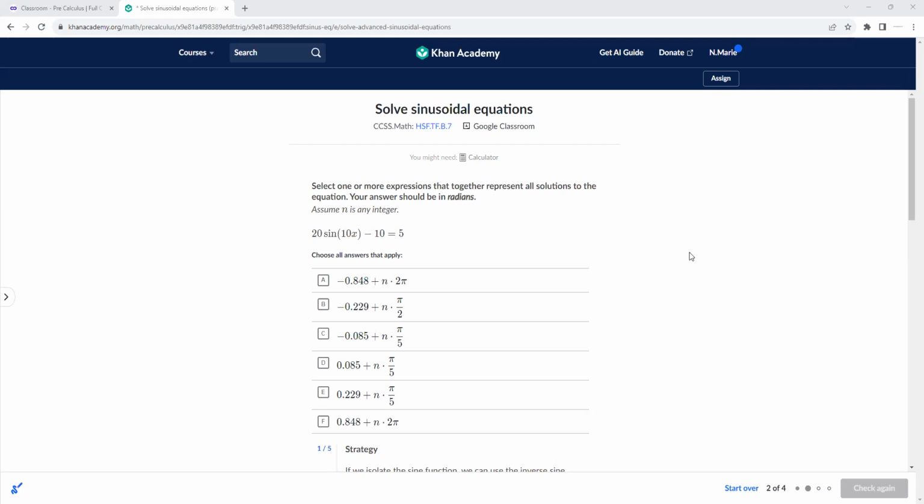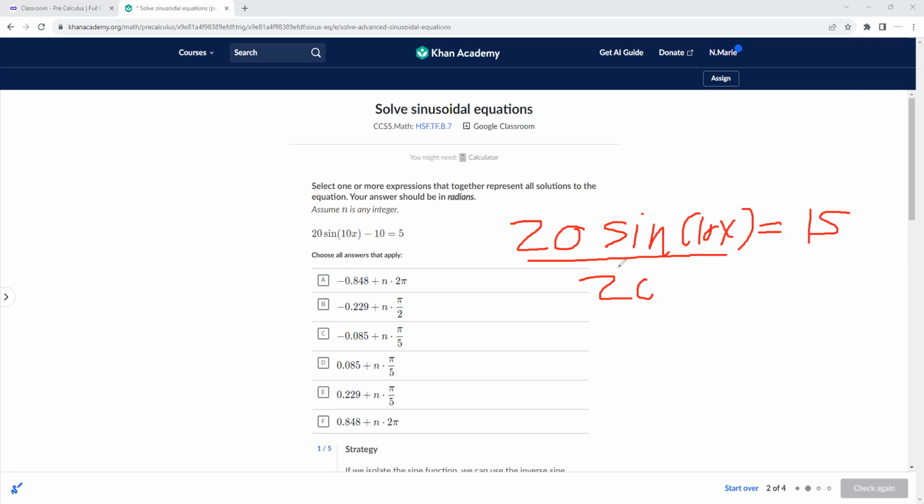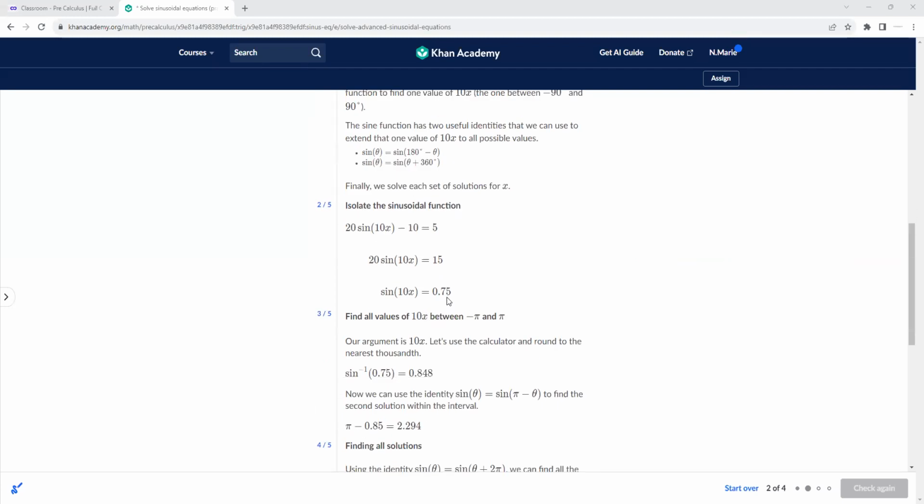So first things first, you of course want to get sine of 10x by itself. So you're going to add 10 to the other side, and then we're going to divide by 20. So 20 cancels out. This simplifies to 3/4. And so you have sine of 10x equals 3/4. And they put it as a decimal, 0.75.